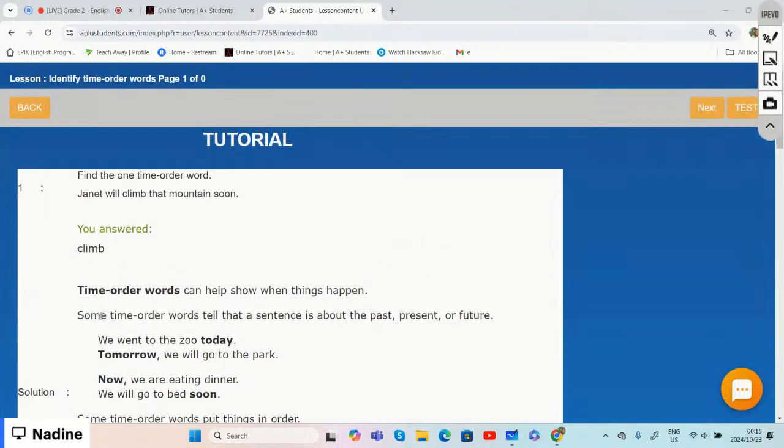All right. And if we now look at our example sentence over here, it says Janet will climb that mountain soon. What is our time order word over there? Janet will climb that mountain soon. We need to identify our time order word within that sentence. That will tell us when things happen.